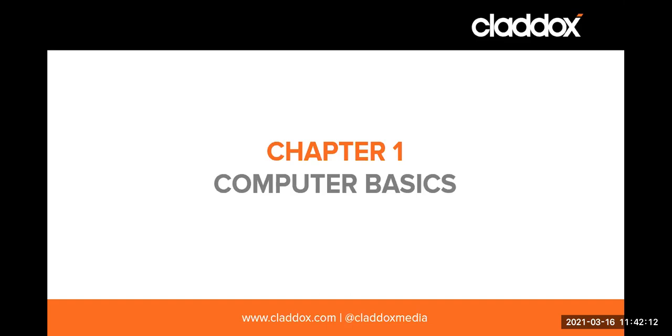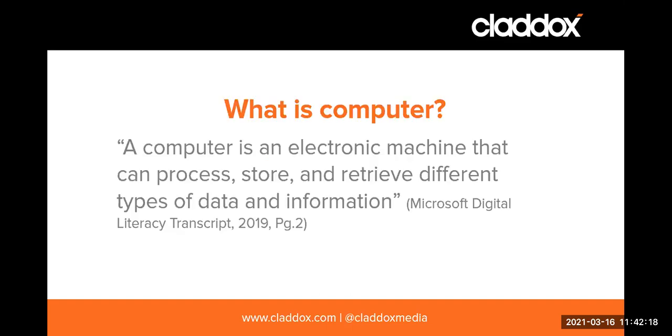So a calculator is a computer, but some people call it a mini computer. As we proceed, we will learn more on that. Now, a computer is an electronic machine that can process, store, and retrieve different types of data and information. So the basic things about a computer is that it must be an electronic machine, it must be able to process, it must be able to store, and at the same time, it must be able to retrieve different types of data and give it out as information. So that is the X-ray of what a computer is.